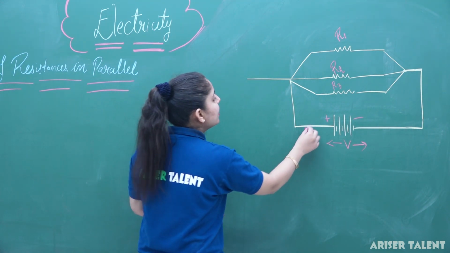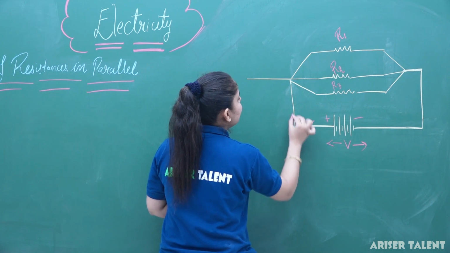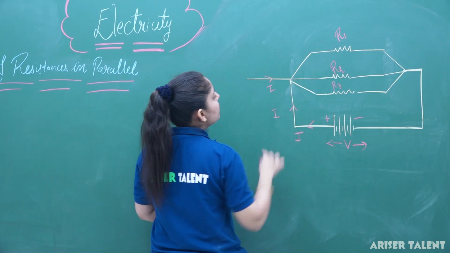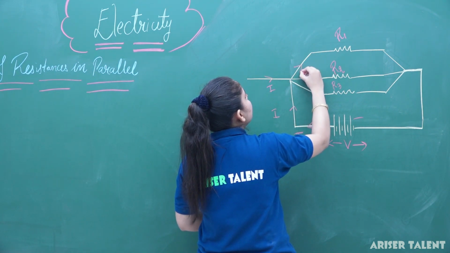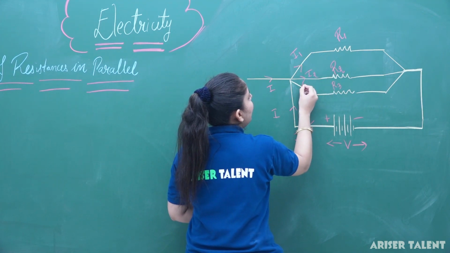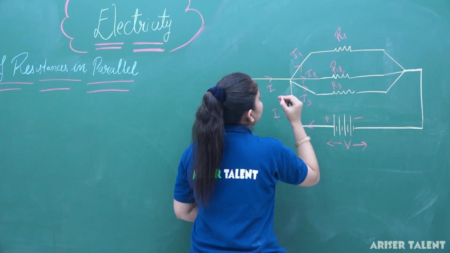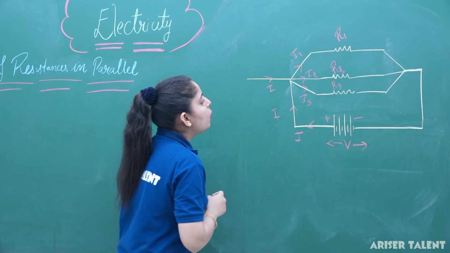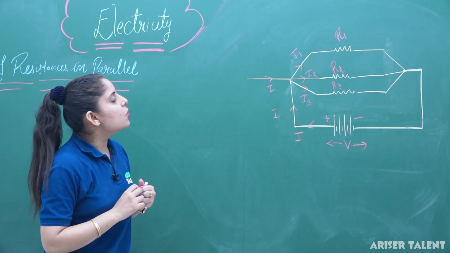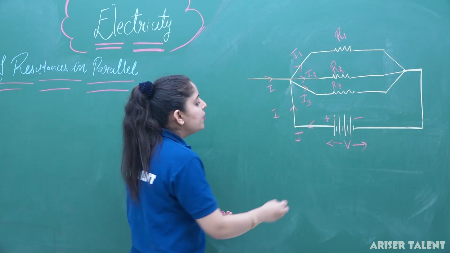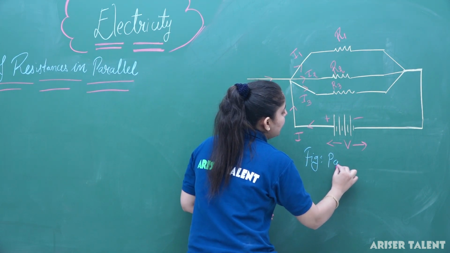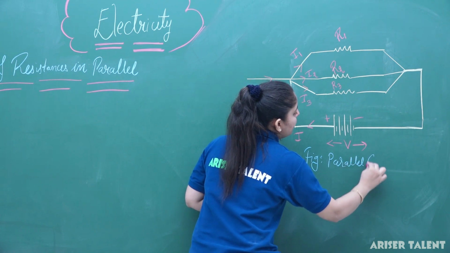Now, when the current starts flowing from this circuit, the value of the current is I, and when this current flows from this circuit, it is divided into three parts, that is I1, I2 and I3. It means the same current will not flow in all the three resistances. So, we can say that in case of the parallel combination, we have different values of resistance and different values of current here. This is our parallel combination.